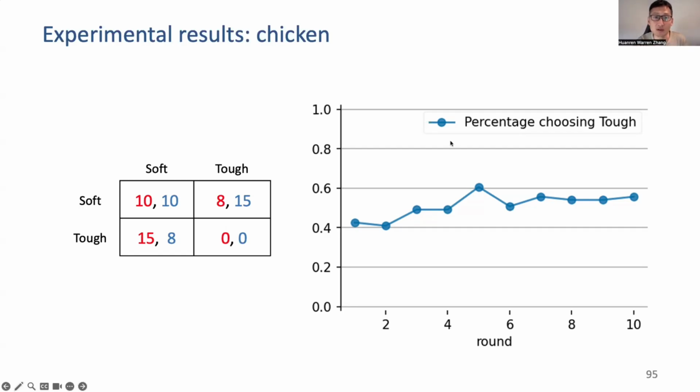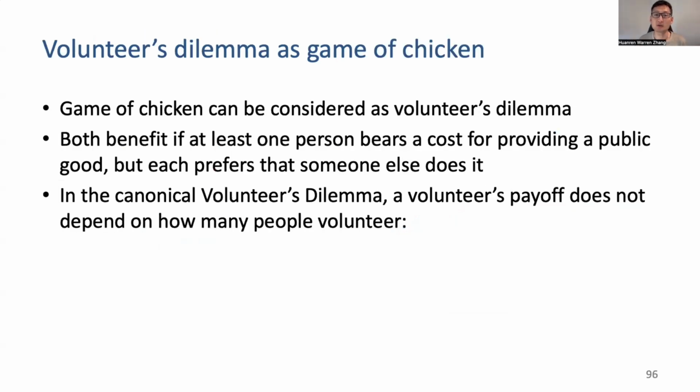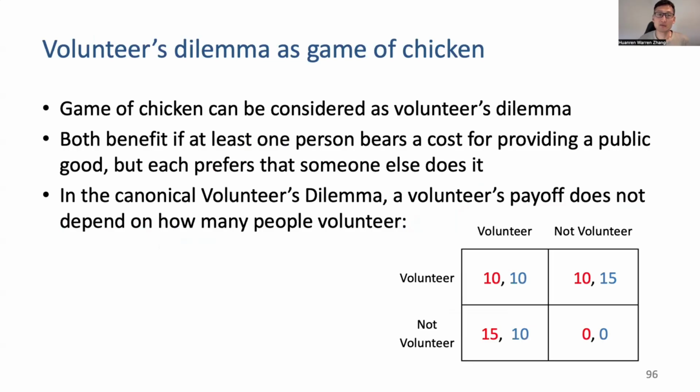I mean, it's also the case in our lab experiment. So if we allow this game to be played for a long period of time, it's possible that in the long run, the expected payoff of playing soft and tough will be similar. So the game of chicken can also be used to model the volunteer's dilemma.